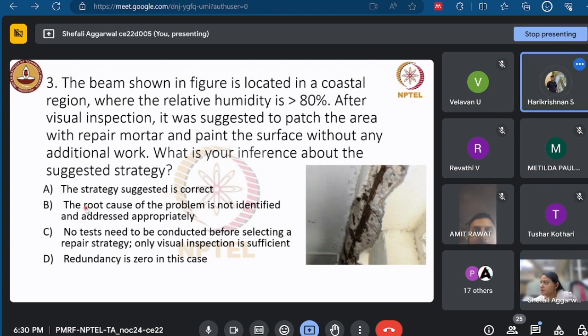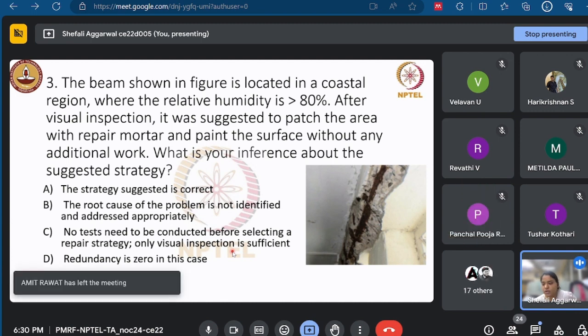Second: the root cause of the problem is not identified and addressed appropriately. So this is right. Next is that no test needs to be conducted before selecting a repair strategy, and only visual inspection is sufficient. This is also wrong. With visual inspection, we need to do some tests. We need to know the exact root cause of the problem, and until we know it, we should not go for just patch repair. So this option is also wrong.